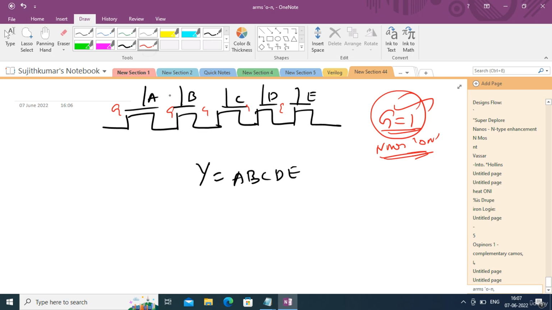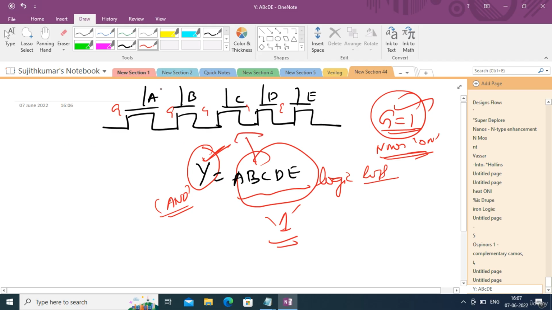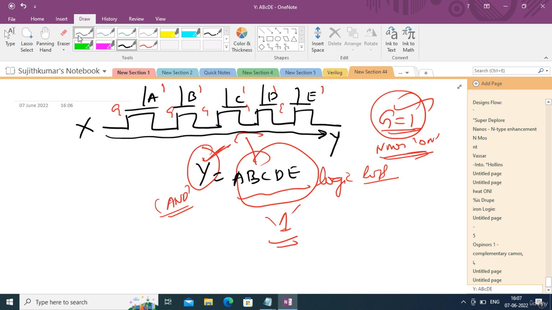So here you know that when you are ANDing the different variables, Y will become 1 only when all the inputs are 1. There is only one case in which Y can become 1. That is when all the inputs are logic high. When all the inputs are 1, the output will also be 1 when you take the AND operation. The same thing is being implemented here. As you can see, when all of these are 1, then whatever we are giving here, let us say X, will be passed by the transistors to the output.